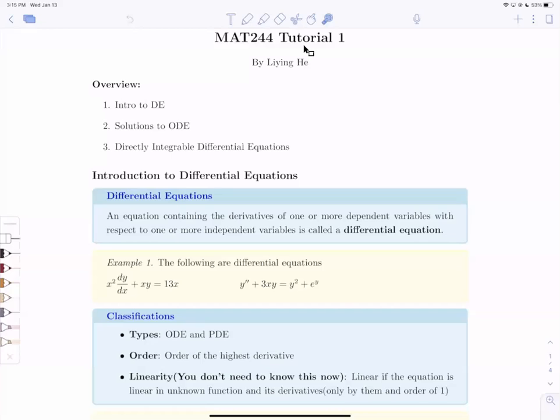And 301, sorry Ali, 301 and 344 is pretty easy as well. But you know that St. George has some math history courses. I've never taken those, but they might be really easy as well if you're good at writing.